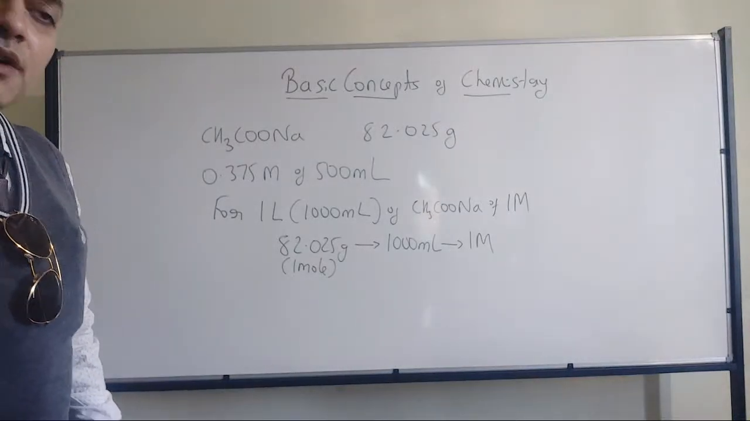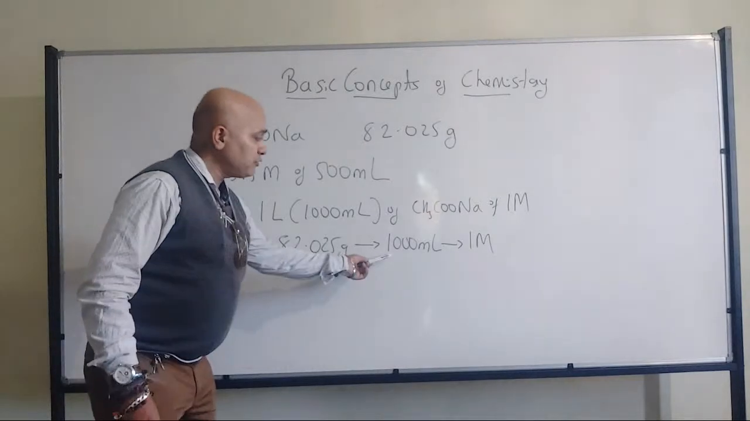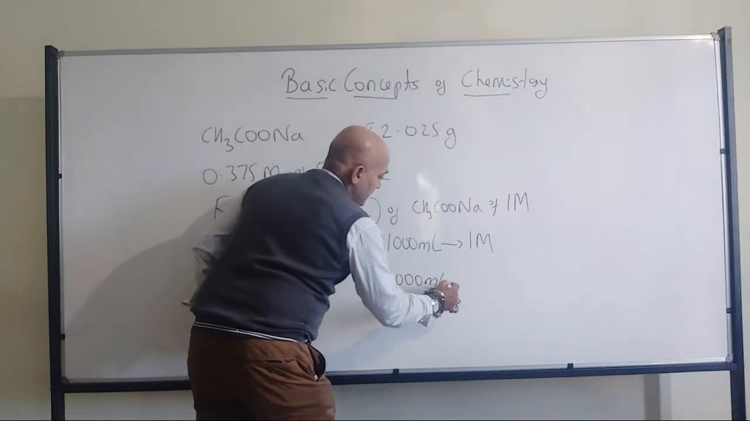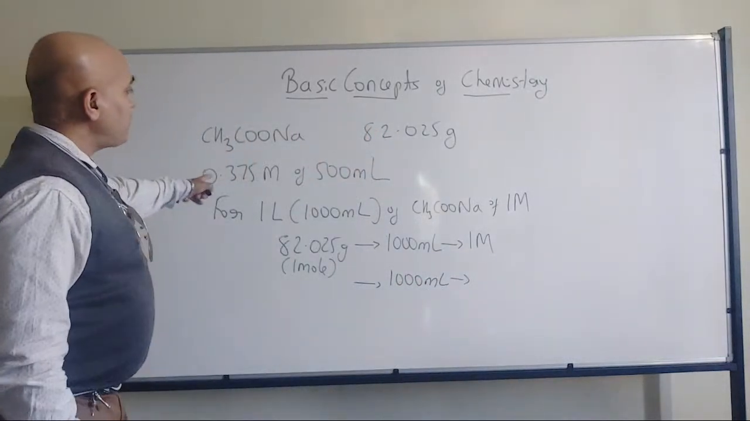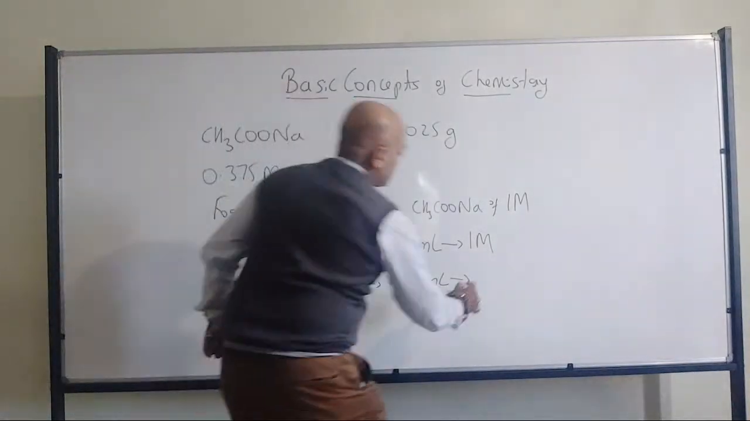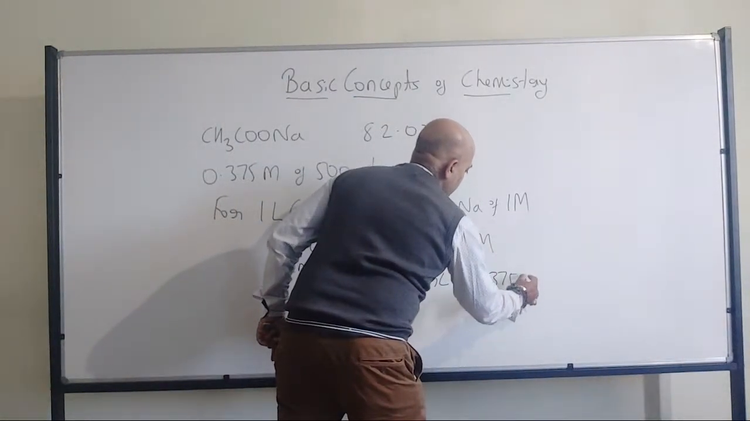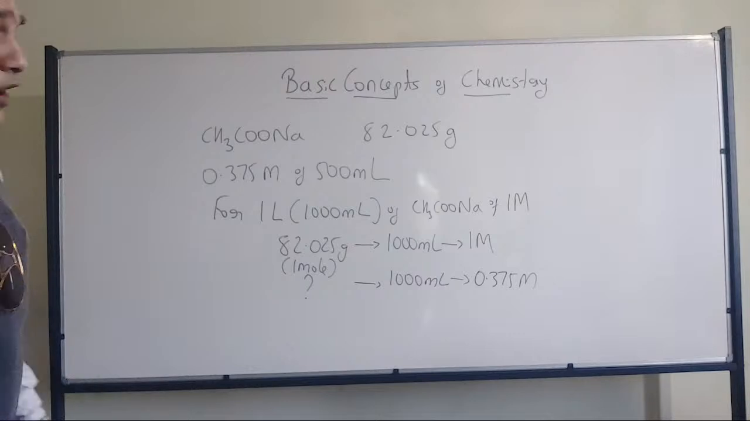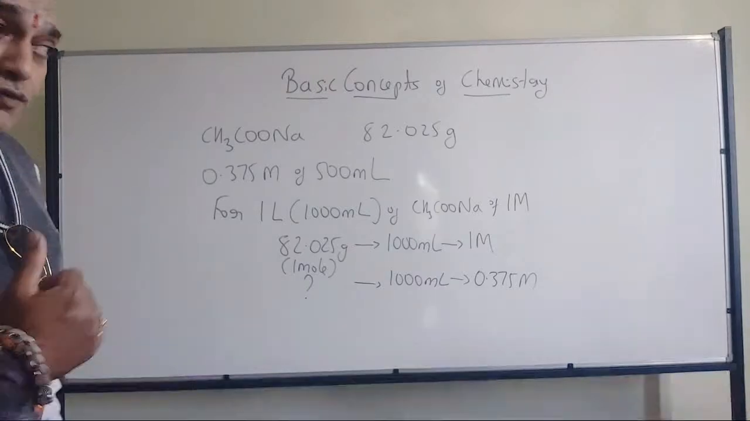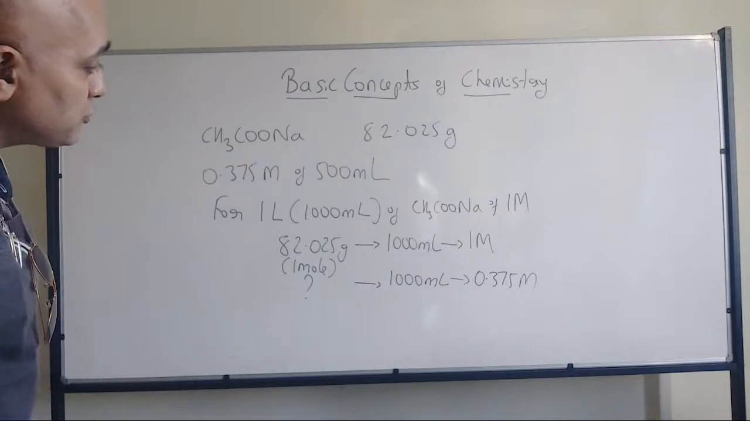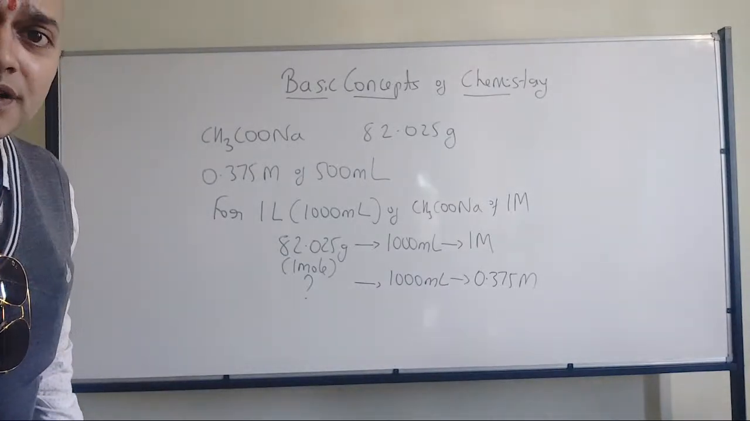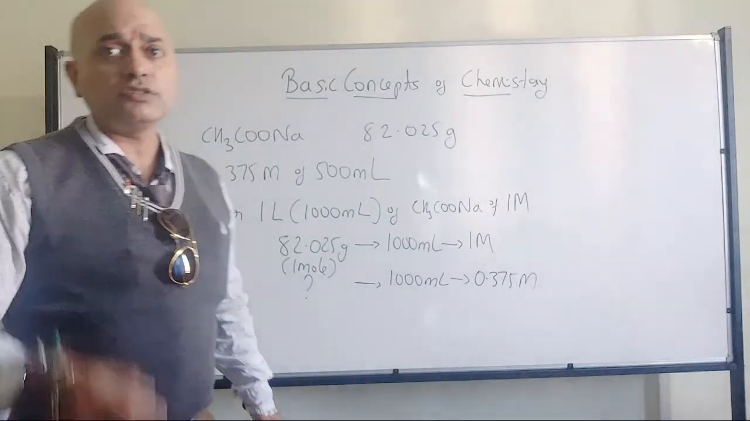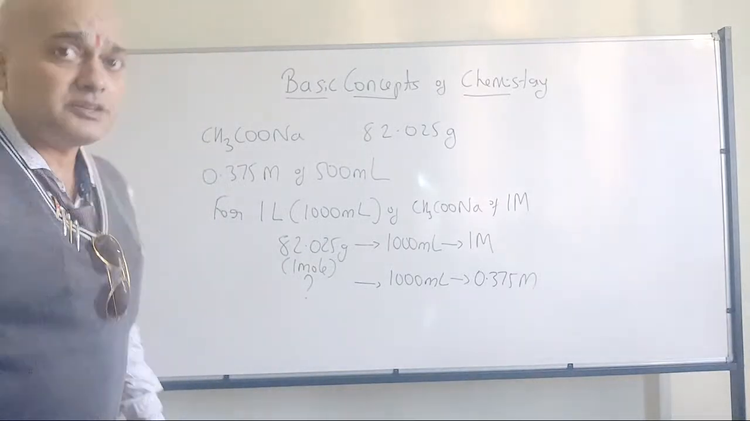Now, for time being, I will go with 1000 ml only. If I want 1000 ml of 0.375 molar, how much is required? That will be the question. For 1 molar it is 82.025 grams. For 0.375 molar, how much is it? Volume is the same, 1000 ml. Try to understand. It's a good question. For your competitive exams, it may help you out.